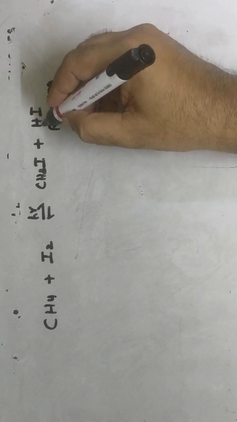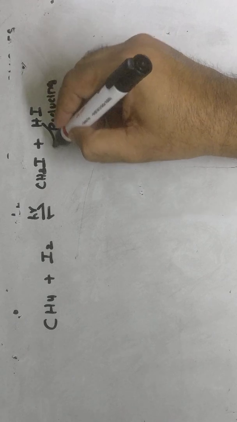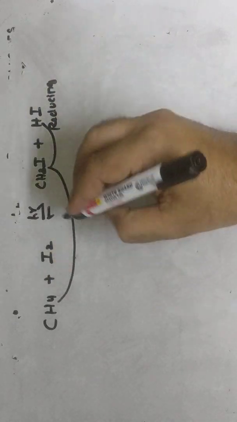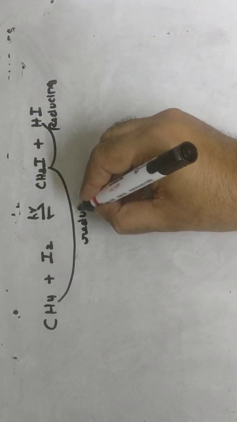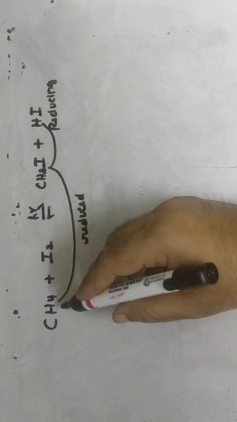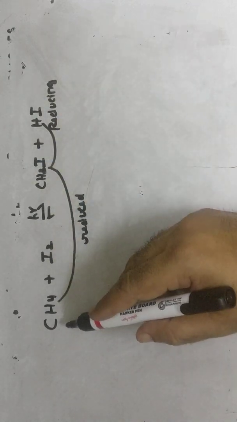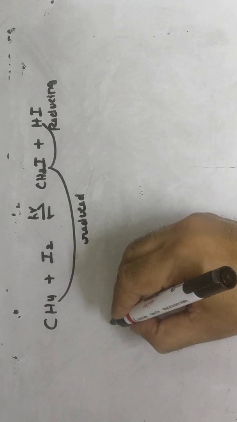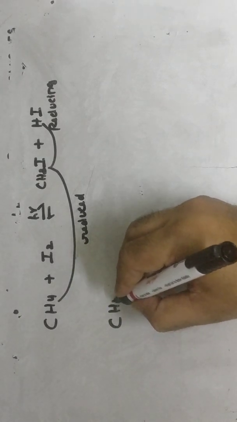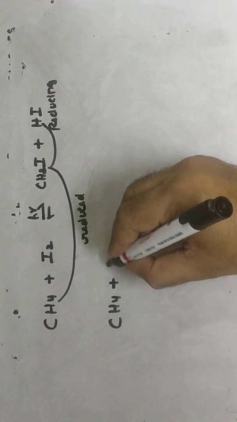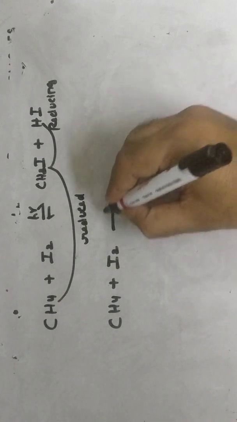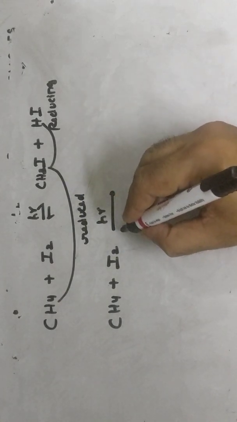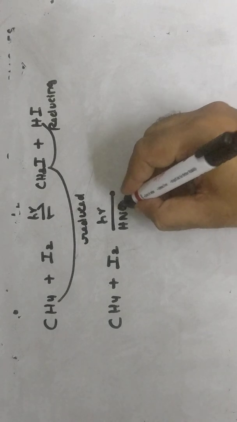As soon as this reaction takes place, HI is going to reduce this product back to methane. It is a reducing agent. It will reduce iodomethane back to methane. But we don't want the reverse reaction. We want a good yield. So if you want a good yield by reacting with iodine, what you should do is that methane, you react with iodine in the presence of sunlight, you should also use an oxidizing agent, nitric acid.